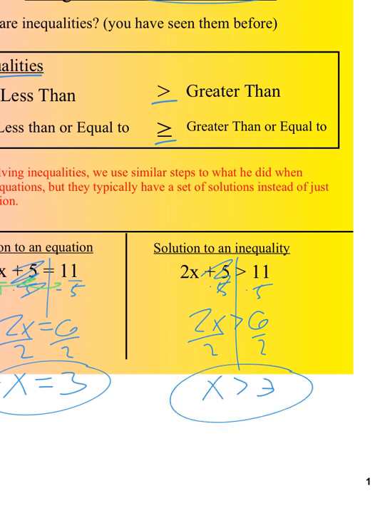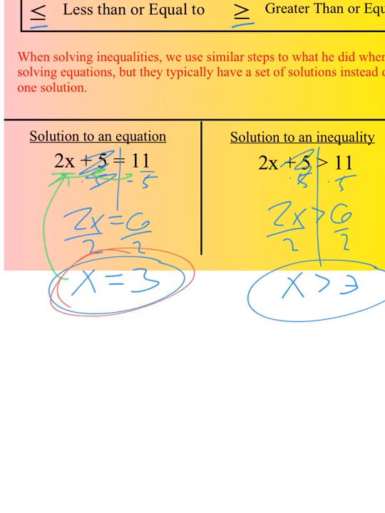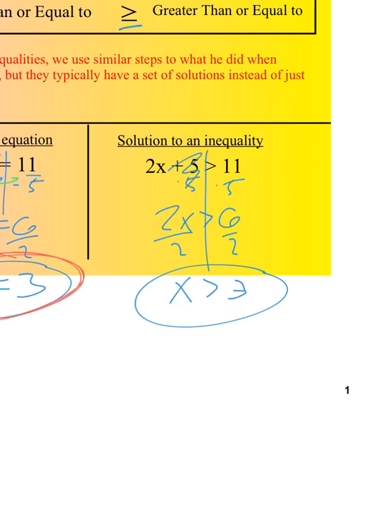Remember, the big difference, though, between equations and inequalities is in an equation, there's just one answer, right? 3, that is the solution. That's the one number that'll work in the original equation to make it true. But in an inequality, okay, when I've got something like x is greater than 3, we're saying that the solutions that work for x are all numbers that are greater than 3.